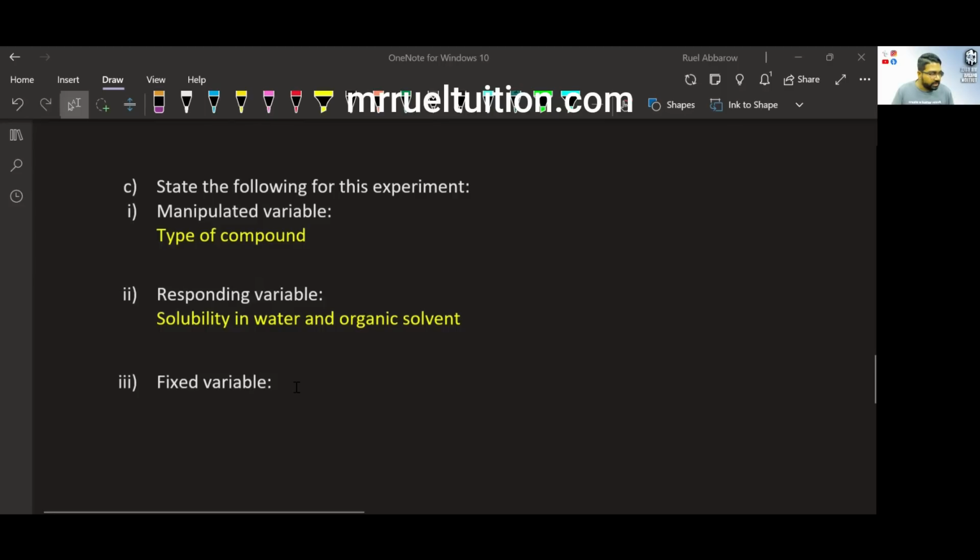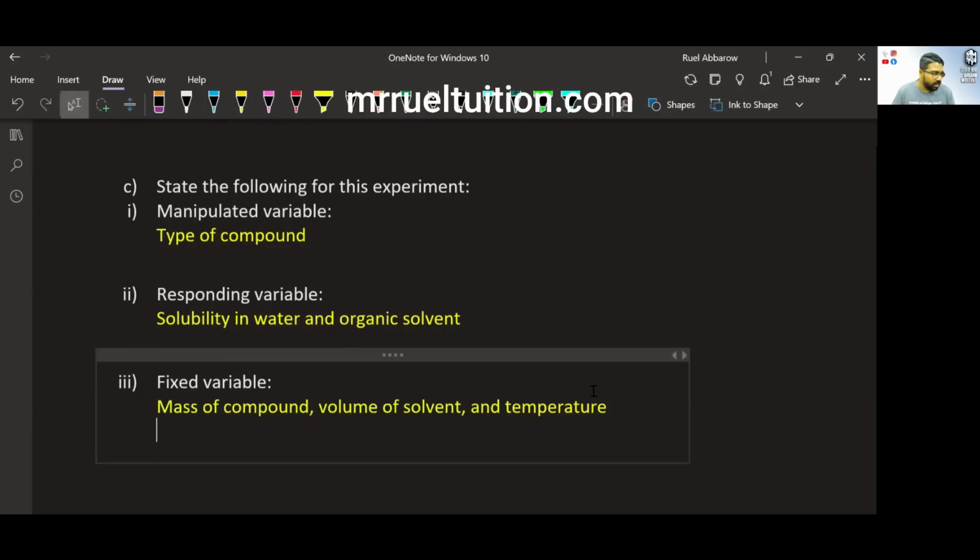Now, what needs to be fixed in this experiment? So this is an experiment to study solubility. Therefore, all other factors that can affect solubility must be constant. It cannot be more likely to be soluble in one of the experiments. It must have the same likelihood to be soluble other than due to the nature of the substance itself. So what are the factors that can affect solubility? There are 3. Mass of compound.